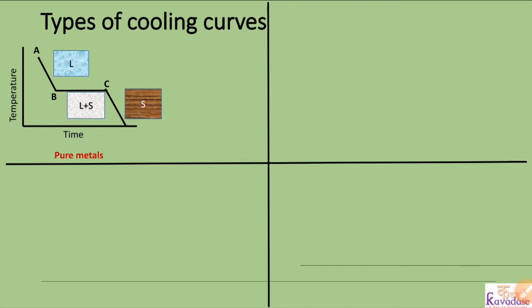And at point C there is the complete transformation of liquid into solid, and then after point C to D there is the cooling of solid. Okay, so this curve is for pure metal. In pure metal, you can see from point B to C there is straight horizontal line, means phase transformation is taken place at constant temperature.